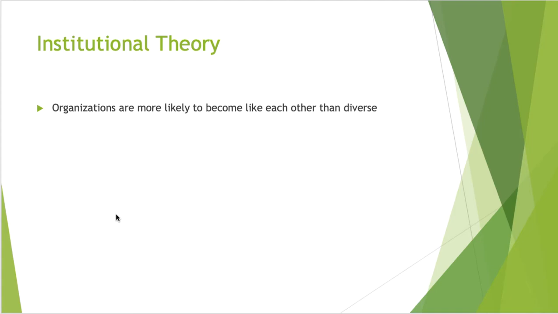So institutional theory basically states that organizations are more likely to become similar to each other than they are to become different from each other. They're more likely to make themselves similar because it's easier to retain authority and legitimacy when they are similar to each other than when they're different from each other. So that's what institutional theory in general is talking about.